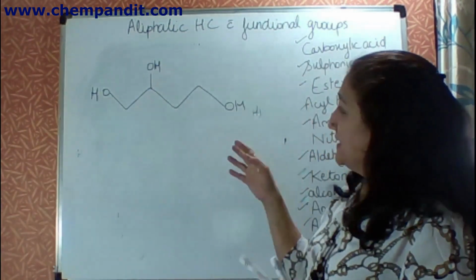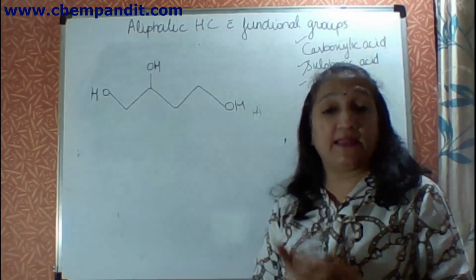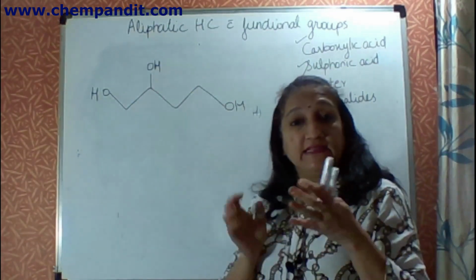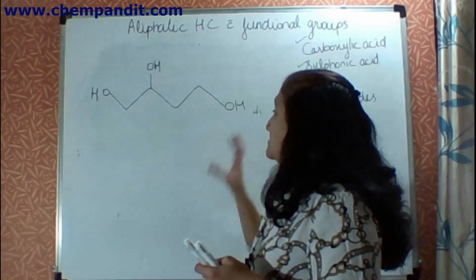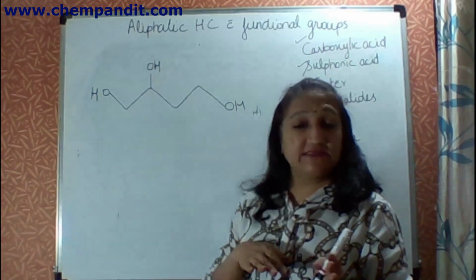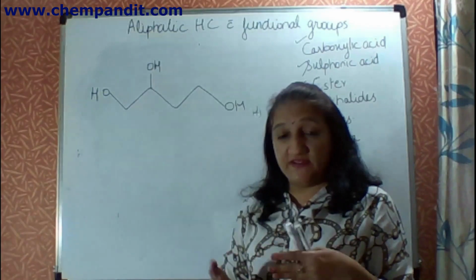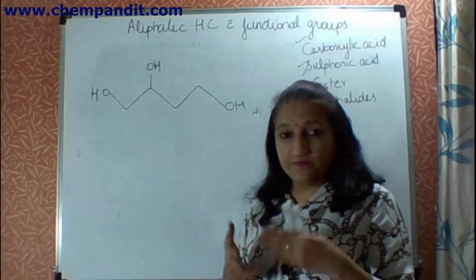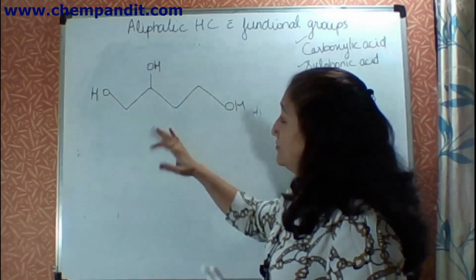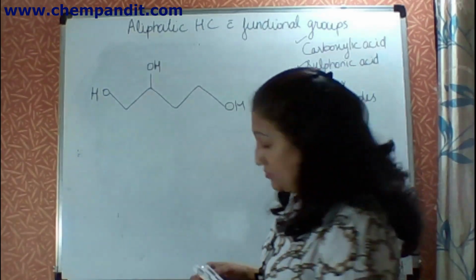Suppose a compound contains more than 1 functional group of the same type. This compound has 3 alcoholic groups. In this case, you will indicate this by writing a prefix di or tri. This we have earlier discussed. Remember, when we had more than 1 double bond, we used diene, triene. Similarly, when the same type of functional group is there more than once, then the di and tri prefix is added. Clear?